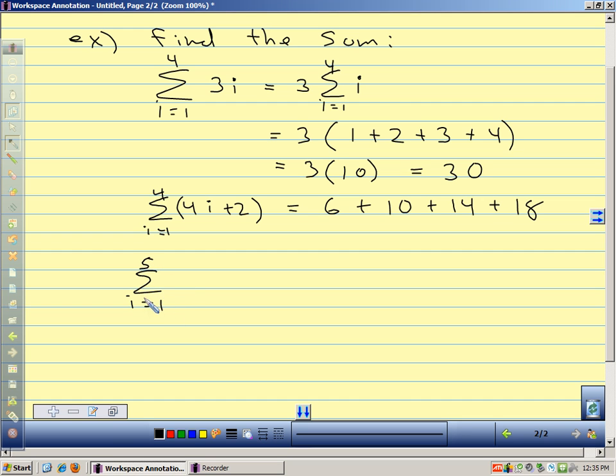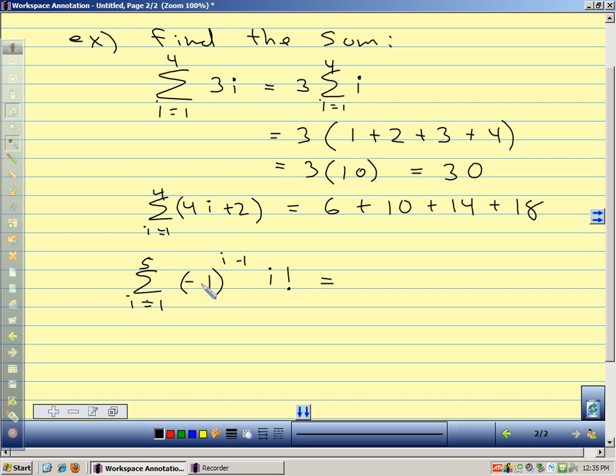i equals 1 to 5 of negative 1 to the i minus 1, times i factorial. So I'm just substituting the numbers from 1 to 5 into this expression and adding each of those terms together.